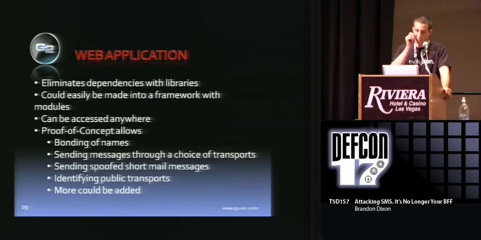So one of the things I wanted to do with the web application was abstract all that and basically have it so that any person anywhere could just do these attacks. So the web application itself could be easily made into a framework, and can be accessed anywhere. And the proof of concept that I had working allowed for bonding of the XMPP names to the legacy services, sending messages through a choice of transports, which would be pulled down in real time, sending spoofed short mail messages, identifying public transports, and then obviously more could be added.